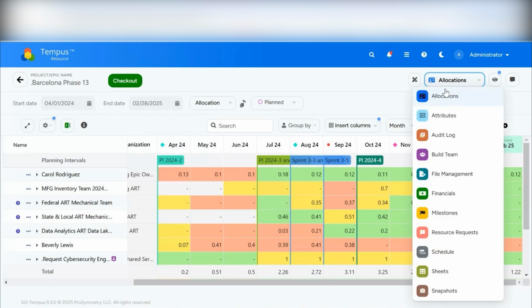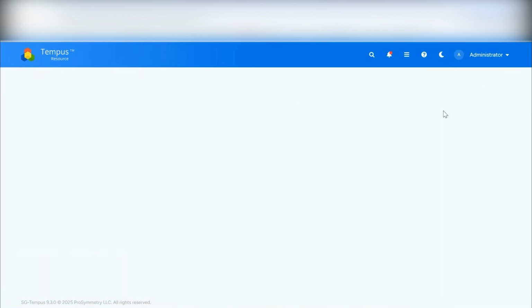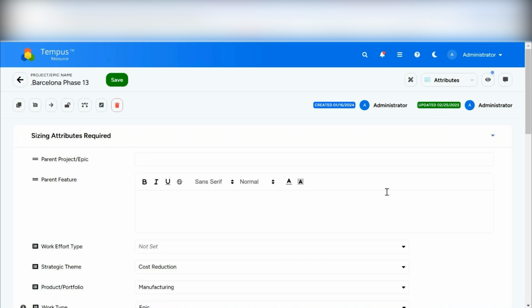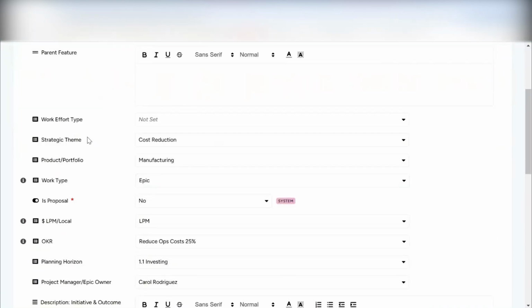We'll go to attributes, and you should have similar attributes out here, right? You should be able to have a strategic theme, tell what product or portfolio they're coming from. Is it an epic? I was right, it's an epic. Is it a proposal? Is this LPM authorized, meaning that it's above the financial threshold? You can put whatever criteria that you want out here.